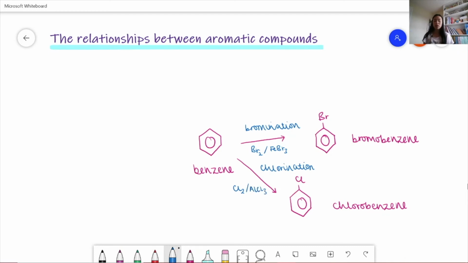With benzene, we can also go through nitration, and this is where we add a nitro group. So what we form is a benzene ring, but this time we have a nitro group attached instead of one of the hydrogens. This is nitrobenzene. And this can then be reduced using some tin and hydrochloric acid to form an amine. So we have phenylamine, which is benzene with an NH2 group.